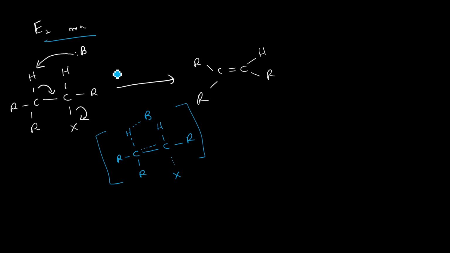So what are the points of the E2 mechanism? If I talk about the rate, there are two components. You have the base and you have the substrate. So this is a second order reaction. That's why this 2 means it's a second order reaction. So let's talk about the effects of those four factors, right?